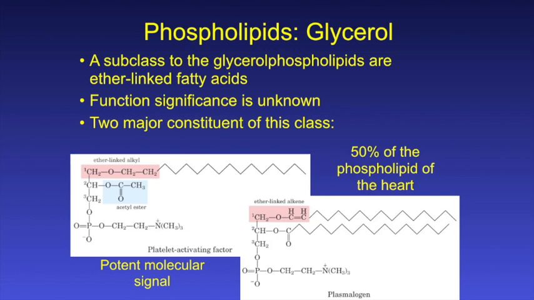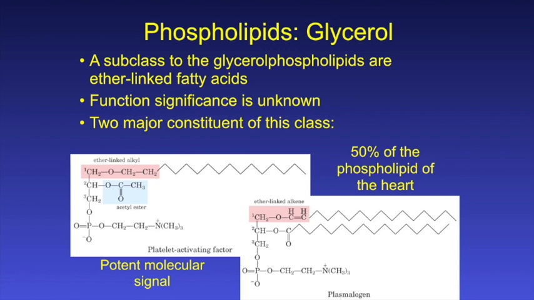Now, there are two biggest representatives of this class. One is platelet activating factor. It is not part of a membrane, but it is actually part of a signaling pathway in clotting. If you are absent this, it is one of the many different ways you can have hemophilia. Okay, so this is one ether lipid that we know of.